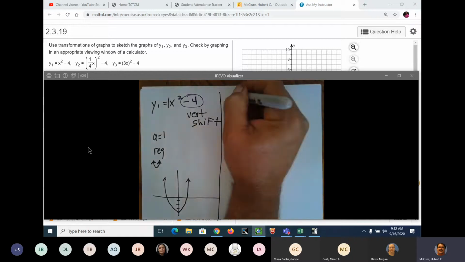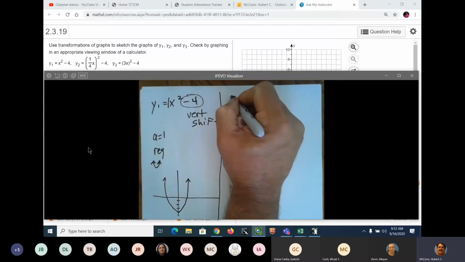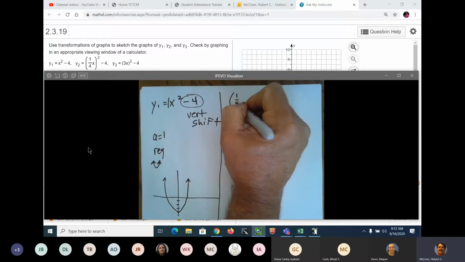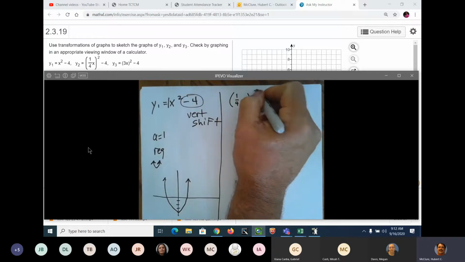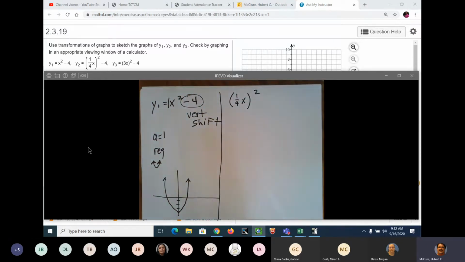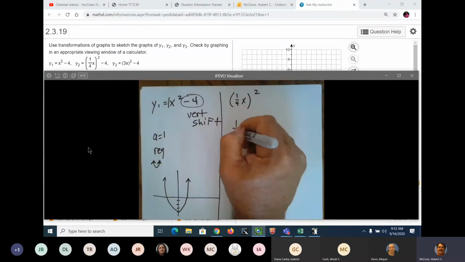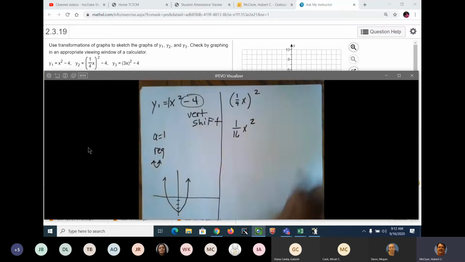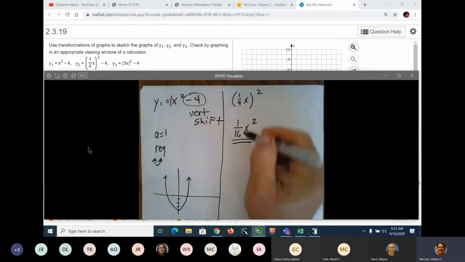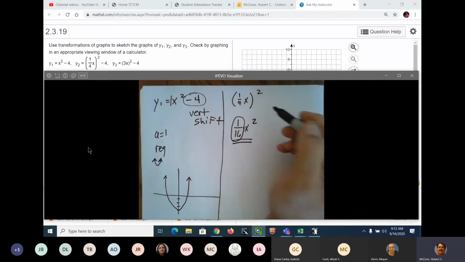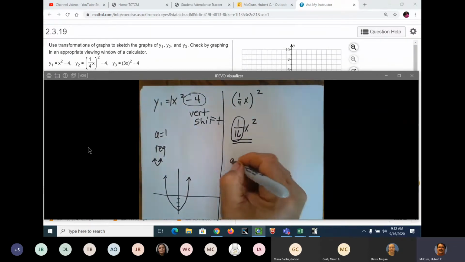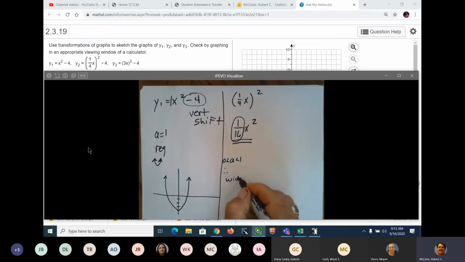The second one is parentheses 1/4 x quantity squared. Now that is not complete. You have to change it to 1/16 x squared. And this is complete. So we've got a 1/16. So that is between 0 and 1. A is between 0 and 1. Therefore, you have a very wide parabola.